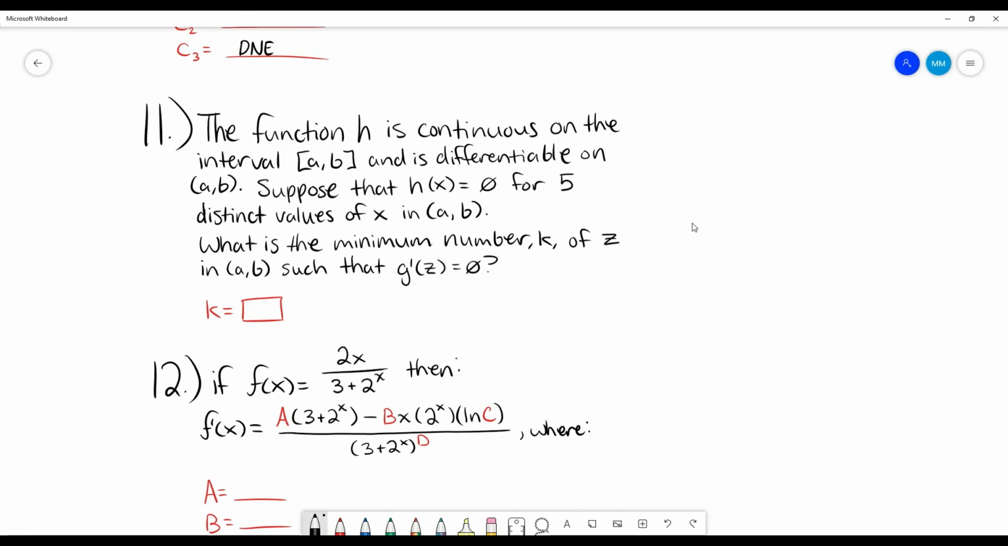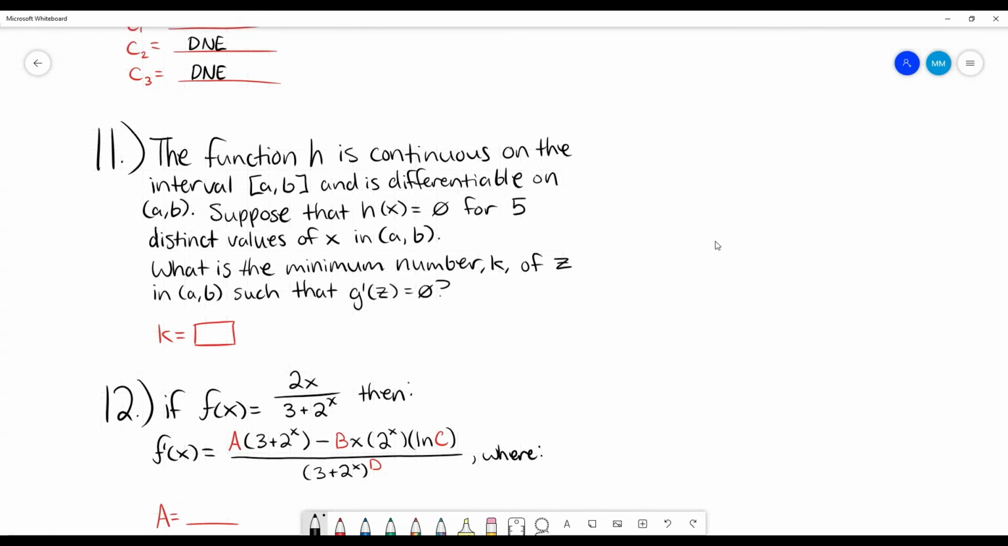We want to find the minimum number, k, of z in our interval a to b such that the derivative of g of z equals 0. And that was a lot. But what that's really asking is how many different values of z do we have where our derivative equals 0, aka how many critical points are there for this function on that interval.